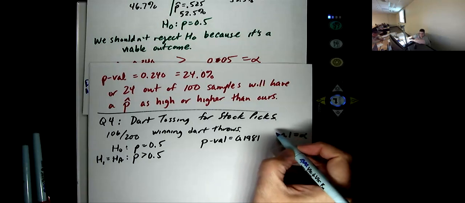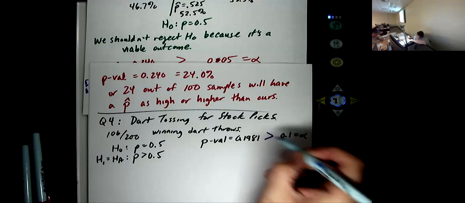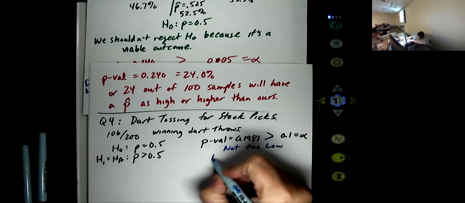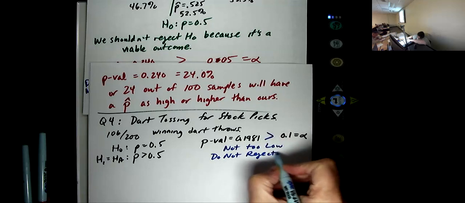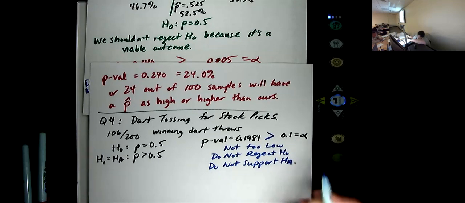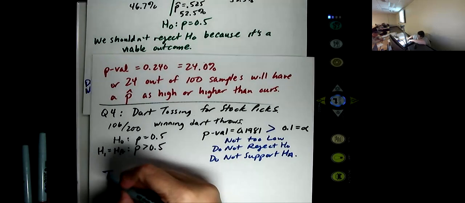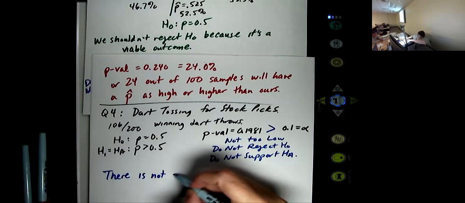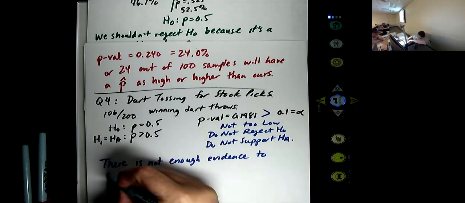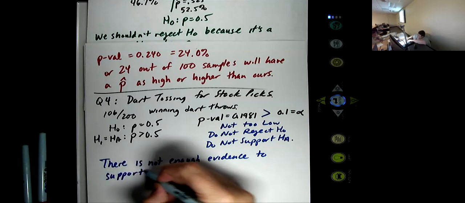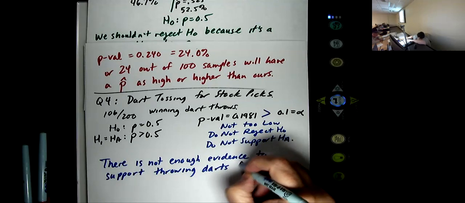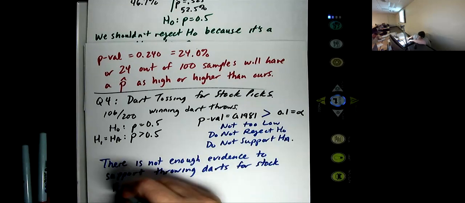Here, p-value, they want us to make a verdict. Our p-value is greater than alpha. So it's not too low. Do not reject H naught. Do not support HA. If we're not supporting it, there's not enough evidence. There is not enough evidence to support throwing darts for stock picking as a winning strategy.